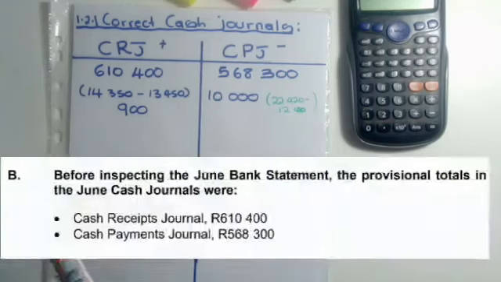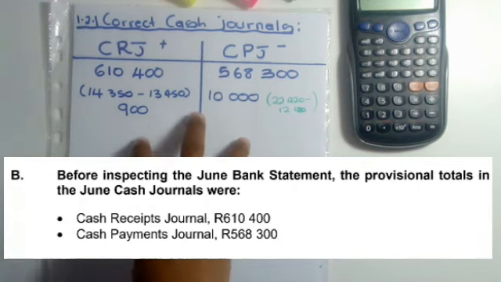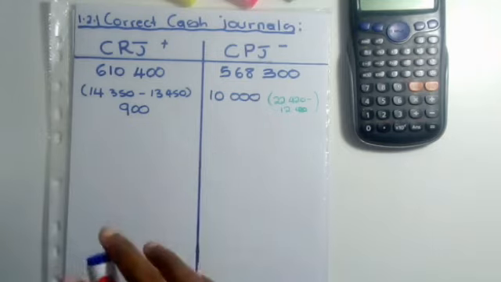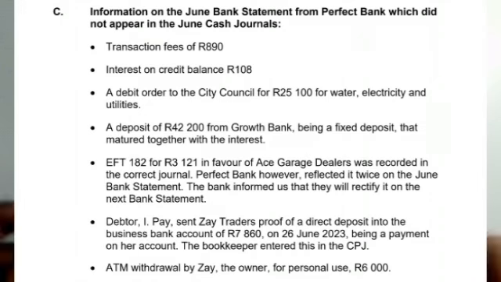We have already dealt with information B, which is our provisional total. So most of the amounts that are going to correct our cash journals will be found in information C. The heading of information C gives you that clue because it tells you that this is information on the June bank statement from Perfect Bank, which did not appear in the June cash journals. This means that the information we are getting in the bank statement is correct. It is in our books where it is wrong. And since we are correcting our books before we can send a bank recon to say that you have made mistakes, we need to correct the mistakes that are on our part.